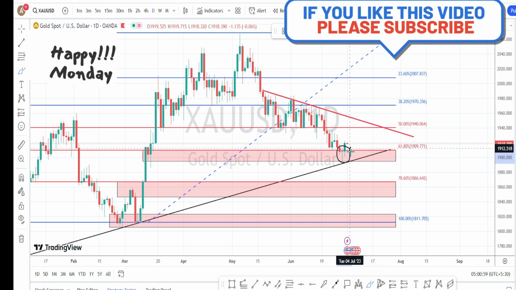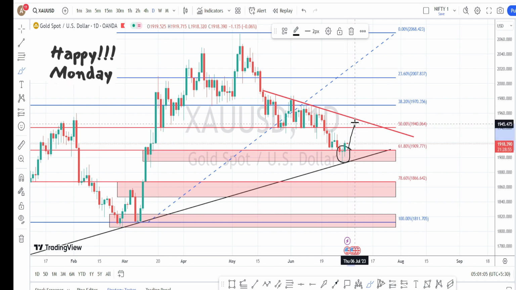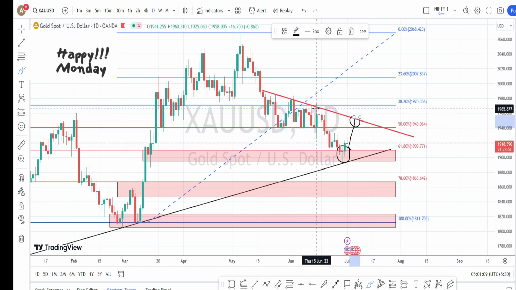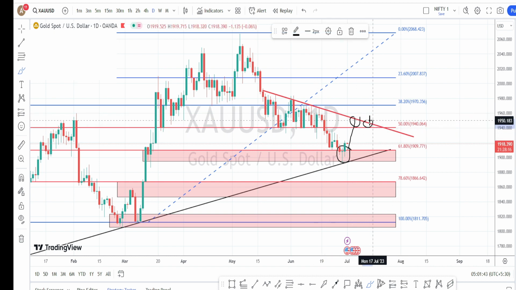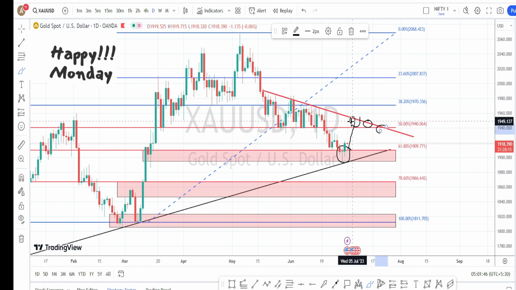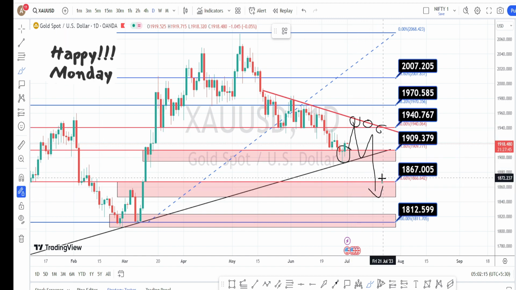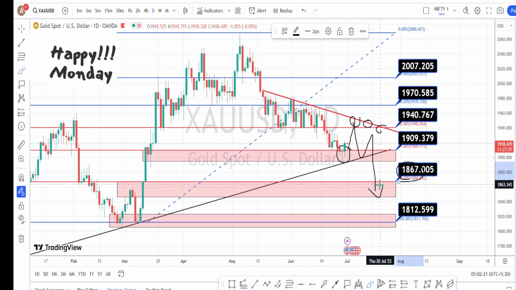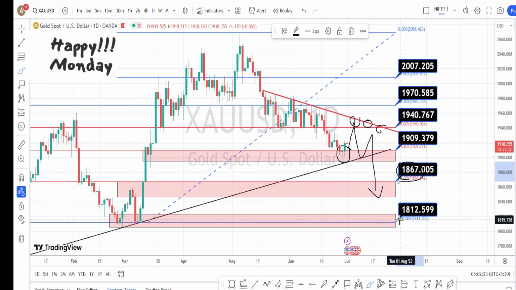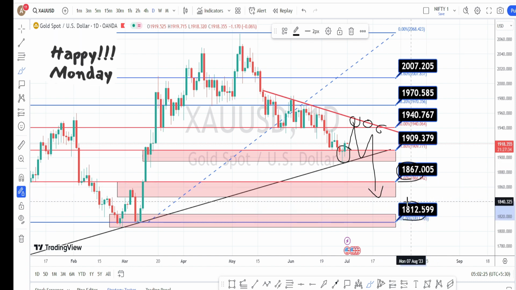For now the price action is only reacting to this support level, so even if the price action bounces back, we can expect it to take resistance on this resistance line from the daily time frame, and if the price action fails to break this resistance line, we can expect the bearish side trend to continue in daily time frame. So if the bearish side trend continues, next level of support is going to be around 1867, and once this support zone is breached, next level of support is going to be around 1812.